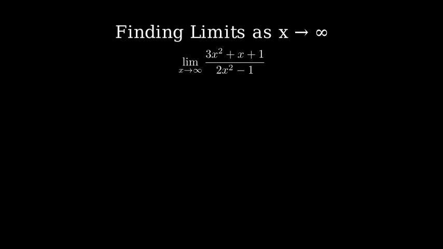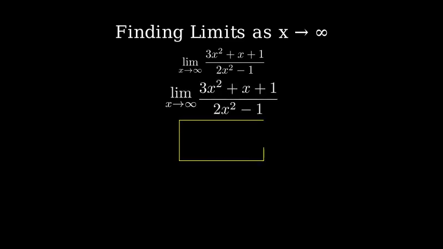When finding limits as x approaches infinity, we need to look at the highest power of x in both the numerator and denominator. In this case, the highest power in both the numerator and denominator is x squared.